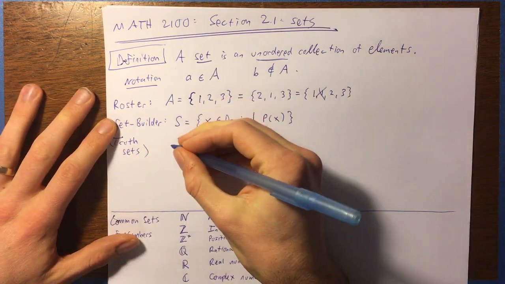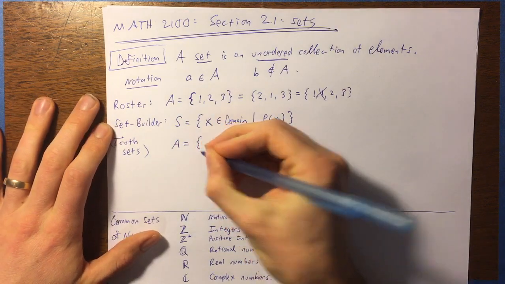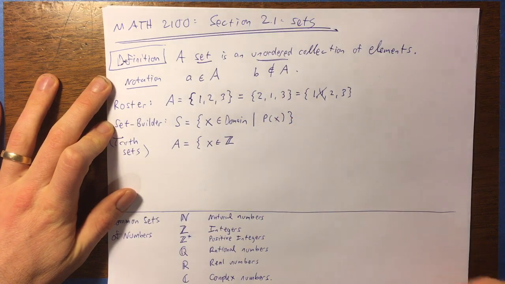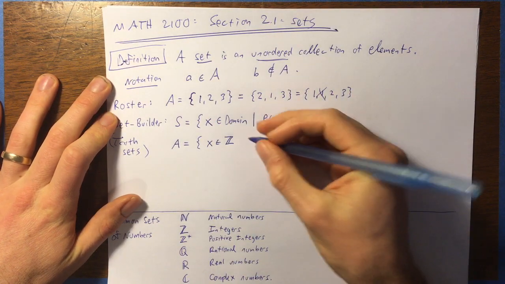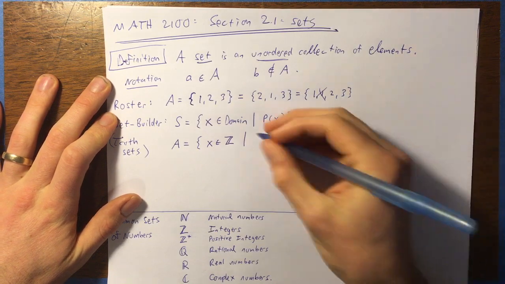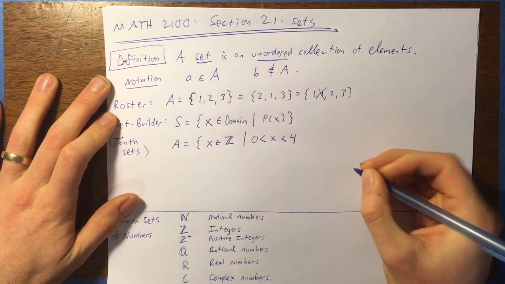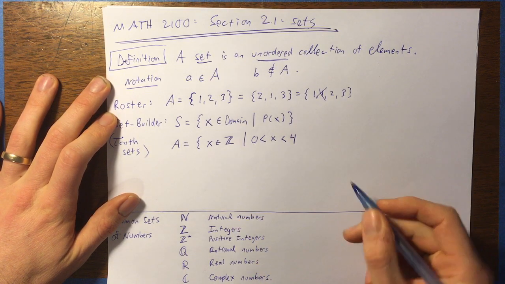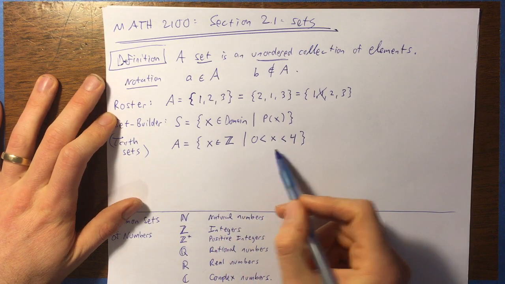Here's an example. The set A that I defined up here, 1, 2, 3, could be written down as the set of all x that are elements of the set of integers, such that they satisfy some inequality, like 0 is less than x is less than 4. Well, yes, the only integers between 0 and 4 are 1, 2, and 3. So that would be the set of all things that satisfy that inequality.